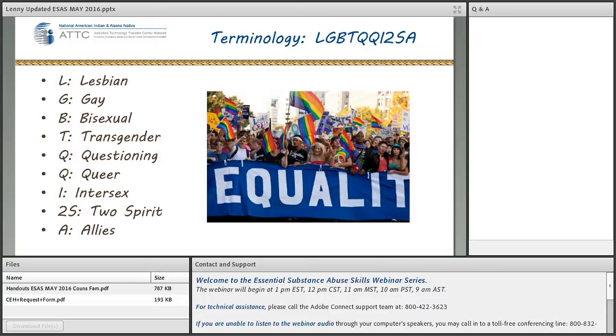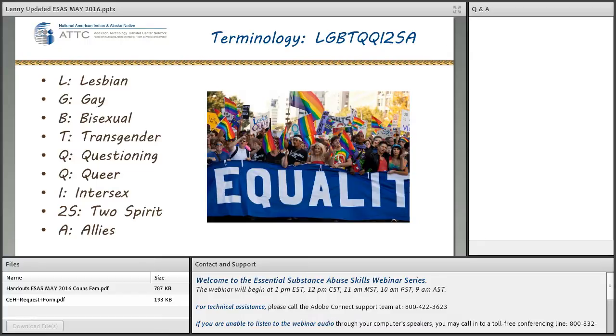So here's the terminology. The L stands for lesbian, G stands for gay, B for bisexual, T for transgender, Q is for questioning. Q is also considered queer. I is for intersex, 2S means two-spirit, A means allies.